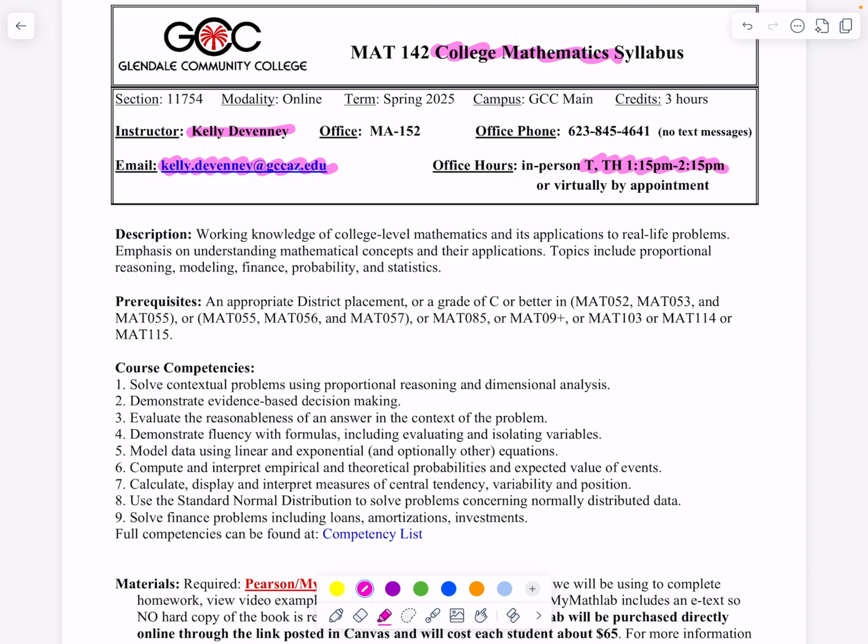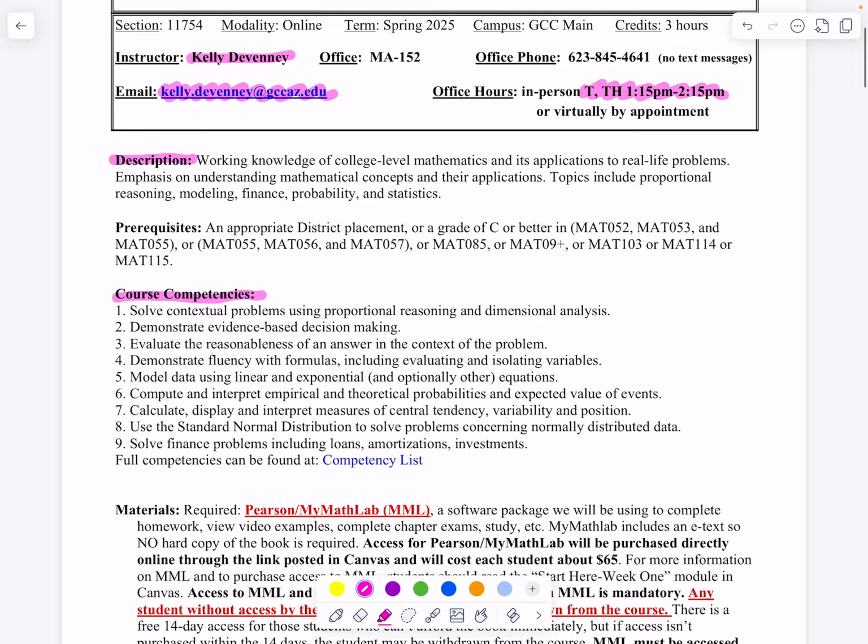Now, the 5 units that we will be covering: we will do a unit on set theory, a unit on probability, a unit on statistics, a unit on finance, which is my favorite because it's real world applicable with lots of money involved, and a unit on geometry and unit conversion. You can read through the description and the course competencies to see what we're going to be doing this semester.